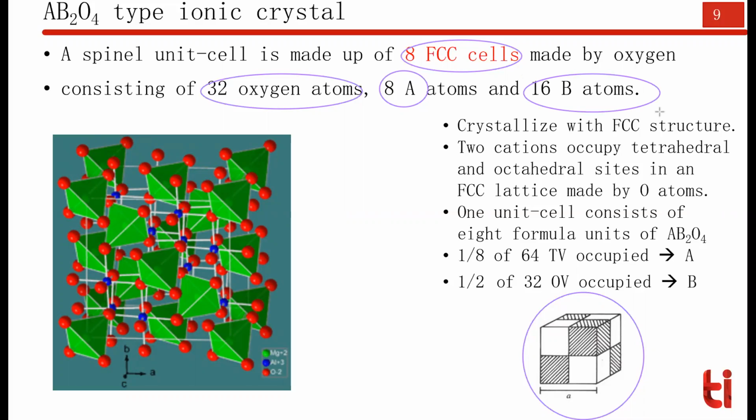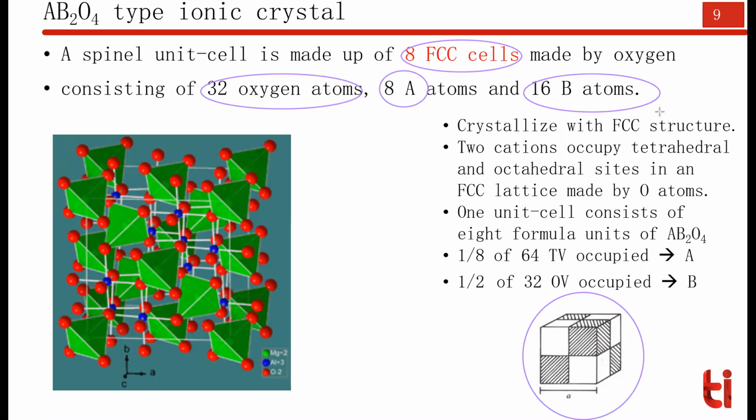So in any spinel unit cell, which is actually made up of 8 subunit cells of FCC, I have 32 lattice sites, which are occupied by 32 oxygen atoms. I have 8 A sites and 16 B sites. Now, where is the A site and where is the B site? I am coming back to that.